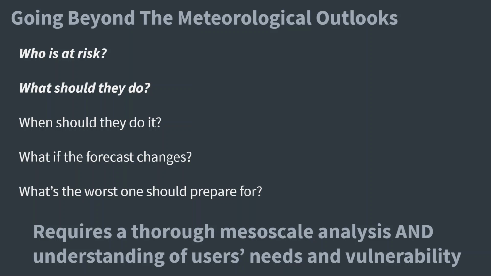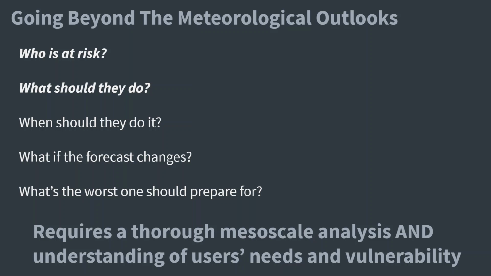There's some good science out there that shows we should really be doing the opposite. Tell them what they need to be doing, suggest what they should be doing, and from that, they will infer how bad the risk is. Other items such as when should they do it, that's important. What if the forecast were to change for better or for worse? That's very important to communicate.